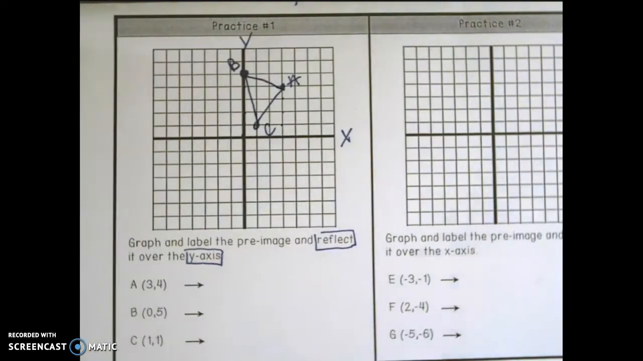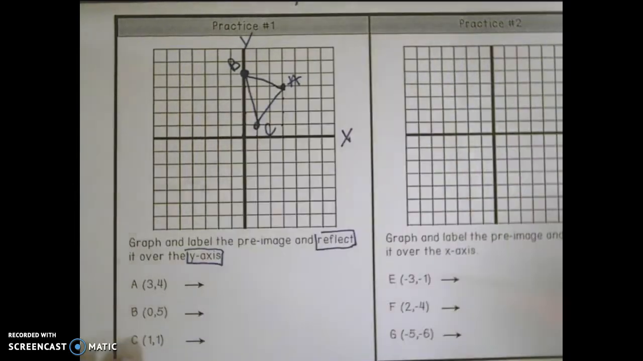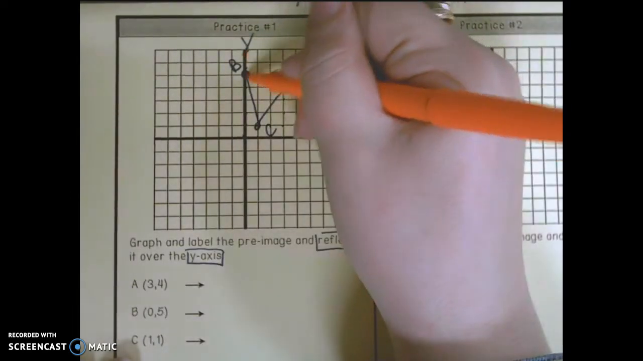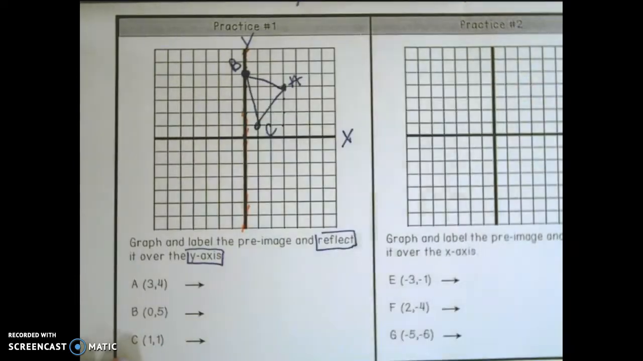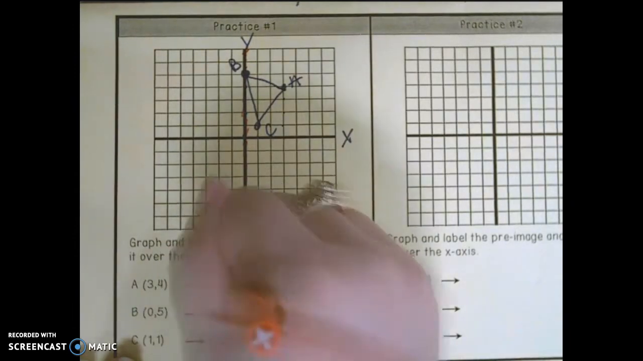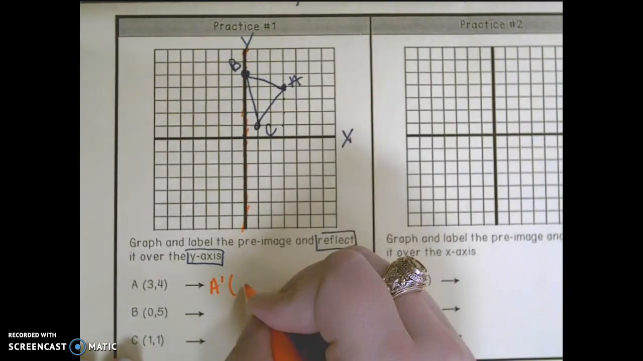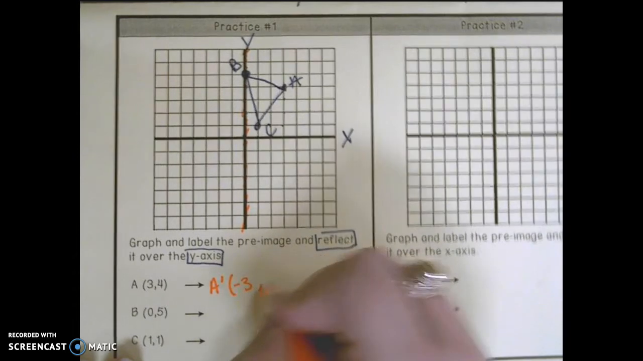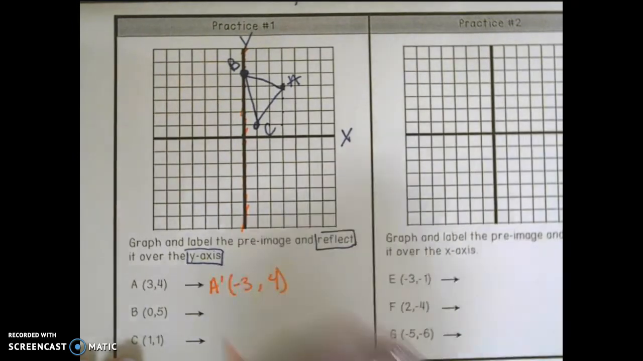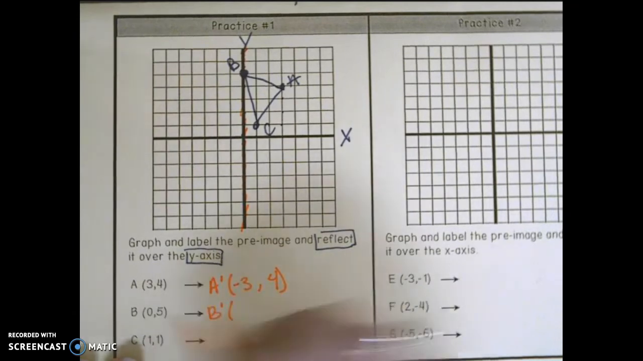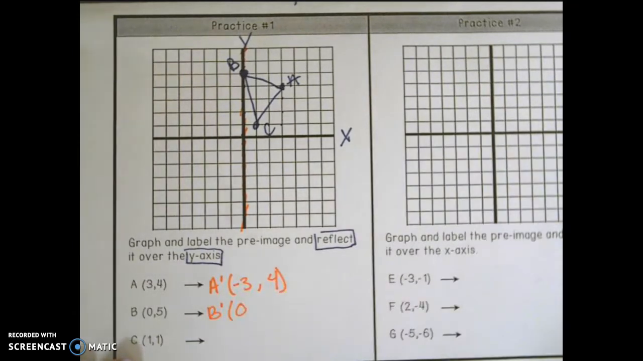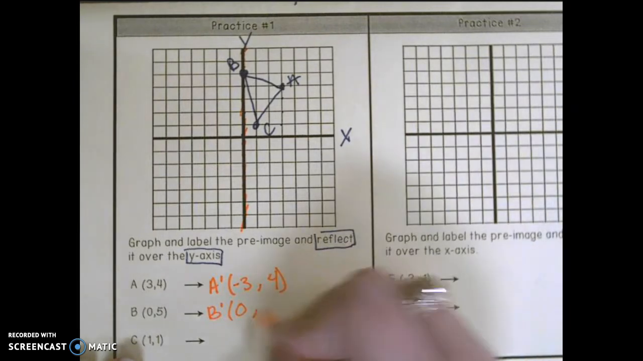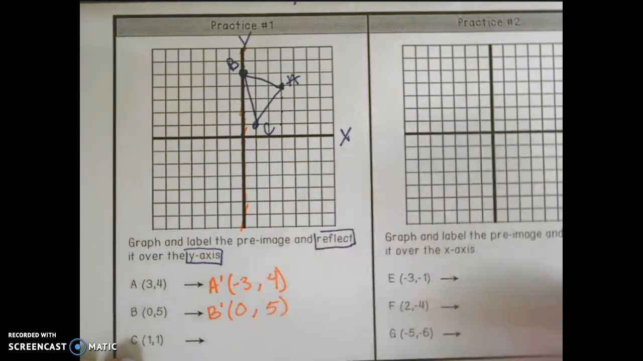And we labeled it. Now, since we have to graph our new image, I'm going to do that in a different color. So, remember, across the y-axis, so across this line right here, we will change the sign of our x, but not our y. So my new A primed is going to be at opposite of a positive 3 is a negative 3. And then my y stays the same. My B primed, the opposite of a 0 is still 0. Our signs don't matter when it comes to 0. And then a 5 stays the same.